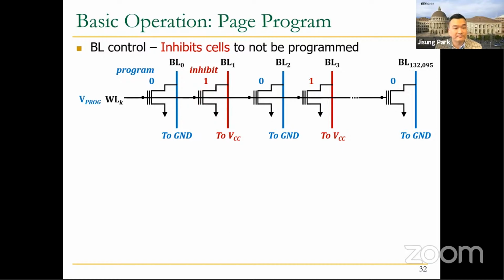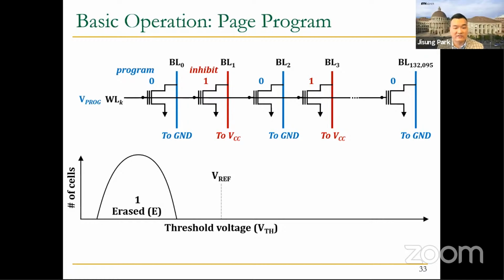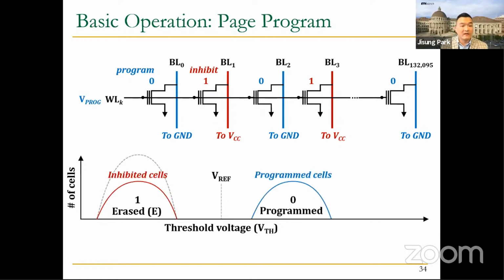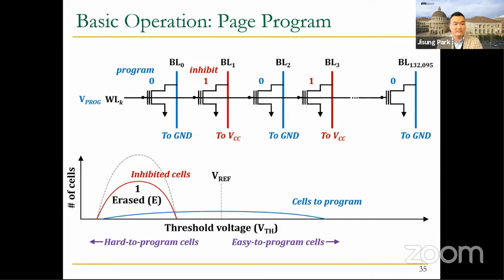So after this, let's see how the threshold voltage distribution of this page changes. Because all the cells of a page should be first erased before programming, we must see only one threshold voltage state at the beginning, right? You may expect the distribution to change nicely like this, but reality is not so beautiful in many cases. Actually, it happens something like this. Why is that? It is because some cells are very difficult to program, while others are extremely easy to program.